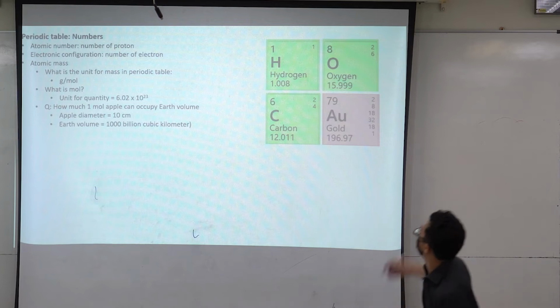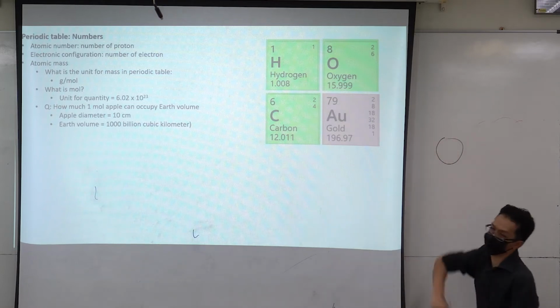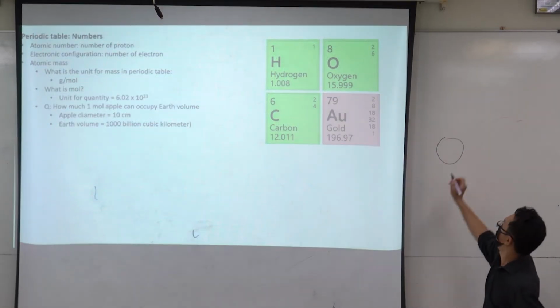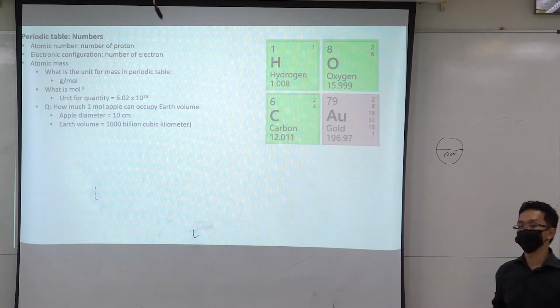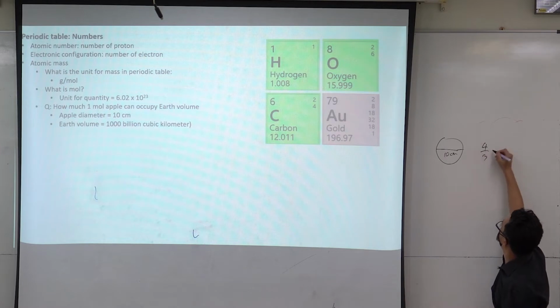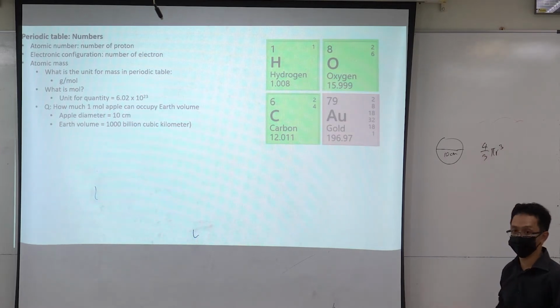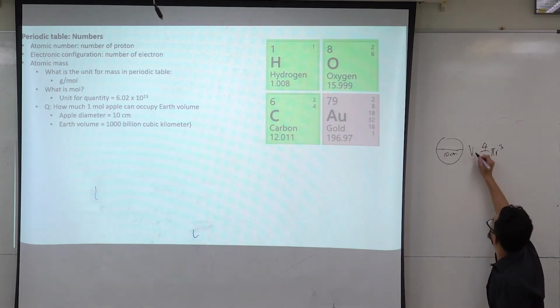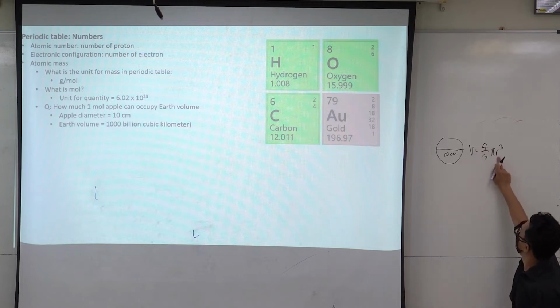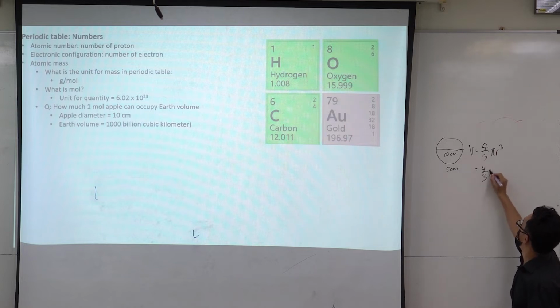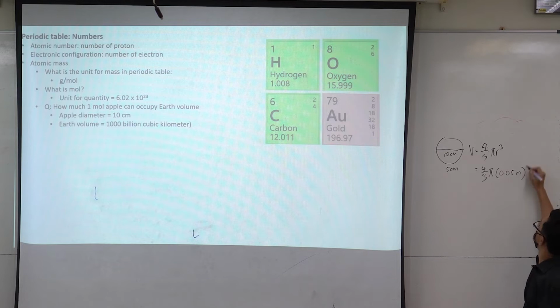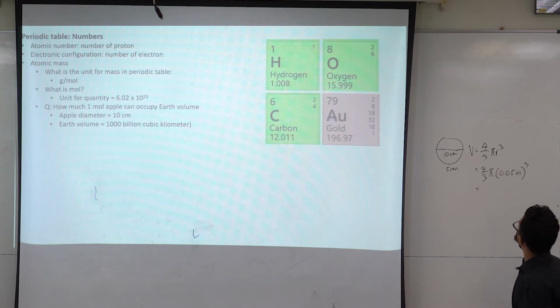So you know an apple is like a sphere. You are given, for example, apple diameter is 10 cm. So you know the volume for the sphere is what? It's 4/3 pi r cubed. So the volume of the sphere is this. So you know the radius for this is 5 cm. So basically 4/3 pi and then 0.05, let's say we want to do in SI unit meter, cubed. So calculate that. Did I calculate or not?